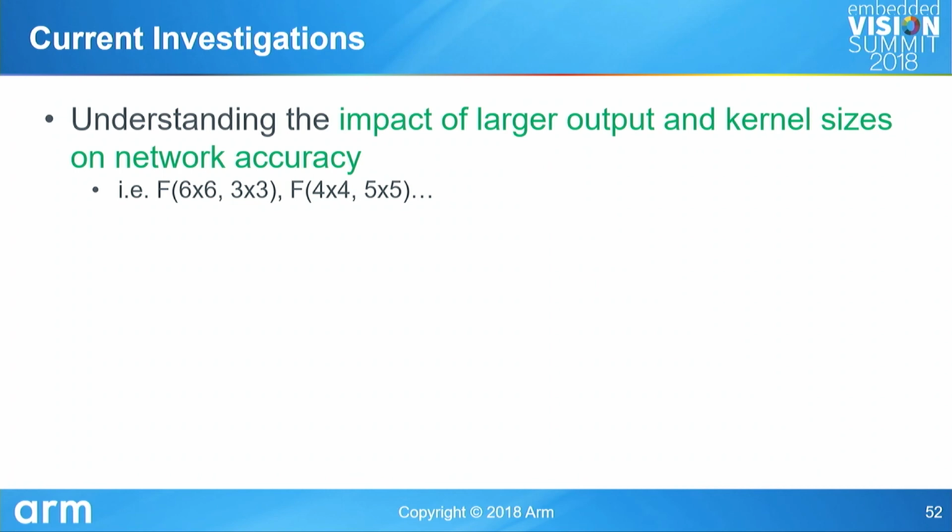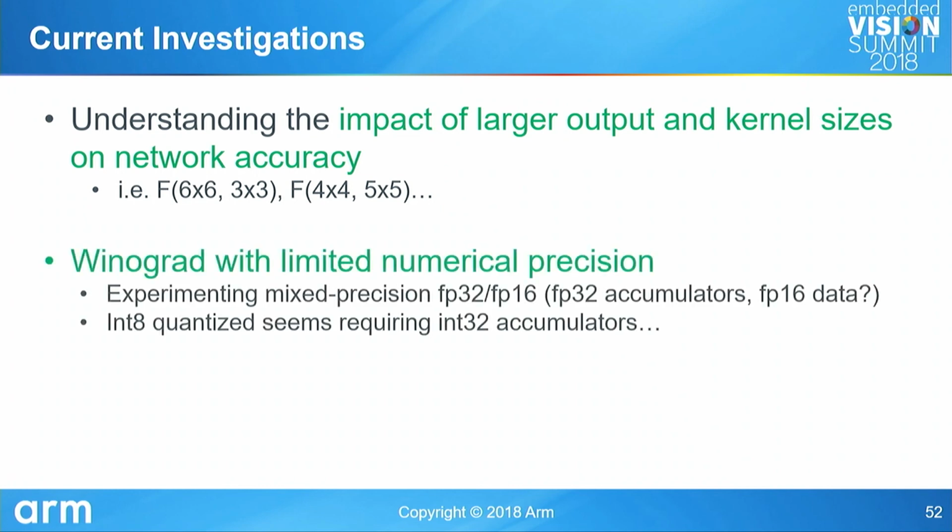Before closing the presentation, I'd like to report some current investigations we are performing. First of all, we are trying to understand the impact of larger output and kernel sizes. We have already implemented Winograd for 5x5 kernels, but we are also trying to understand the 6x6 output case with 3x3 kernel size. Another interesting investigation concerns limited numerical precision, because we have presented a floating point implementation, but what about a limited numerical precision?